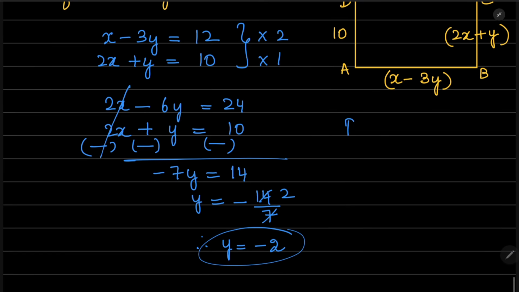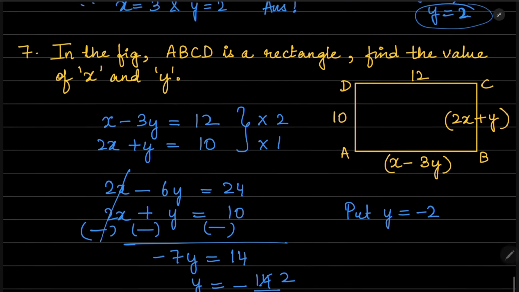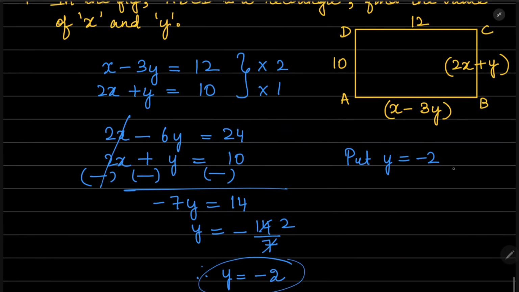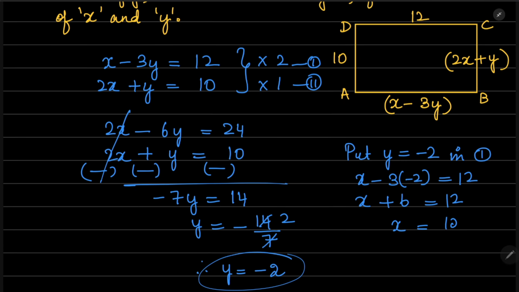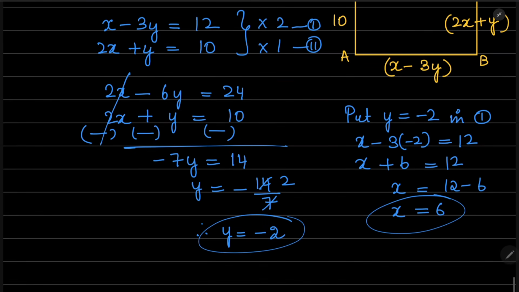This is your first. You can put y equal to minus 2 in any one of the equations. So we can put it in the first equation. So mark it as equation 1, mark it as equation 2. Put y equal to minus 2 in 1. So x minus 3 into minus 2 equal to 12. So x plus 6 equal to 12. What is your x? x equal to 12 minus 6, therefore x equal to 6. So you've got x equal to 6 and y equal to minus 2.